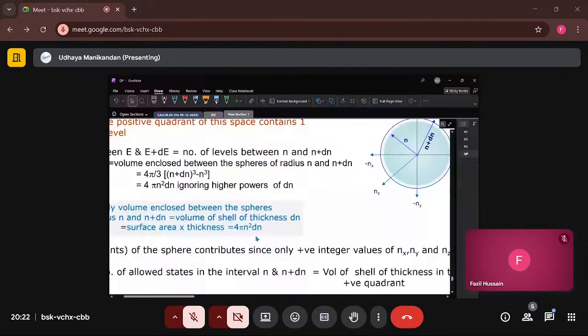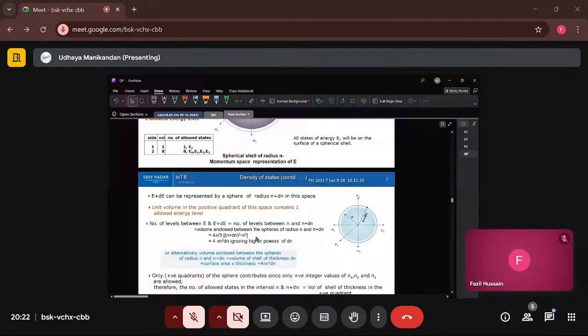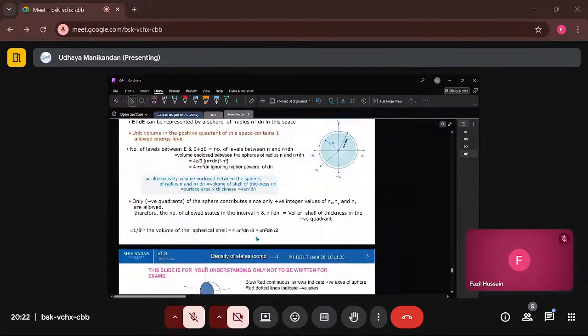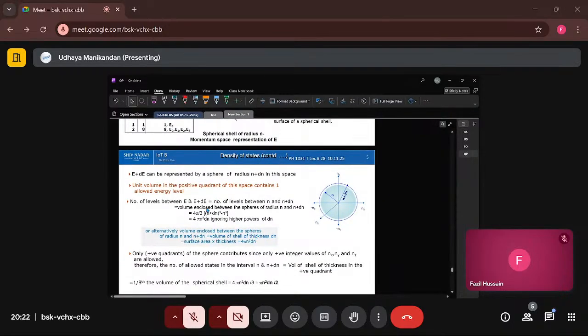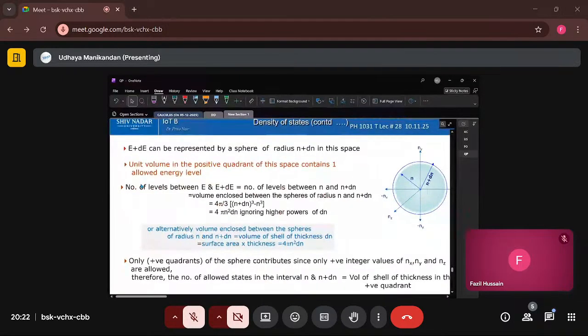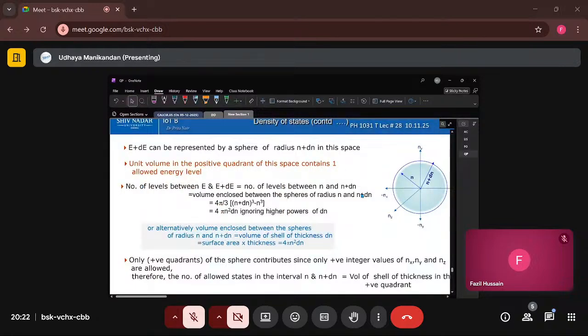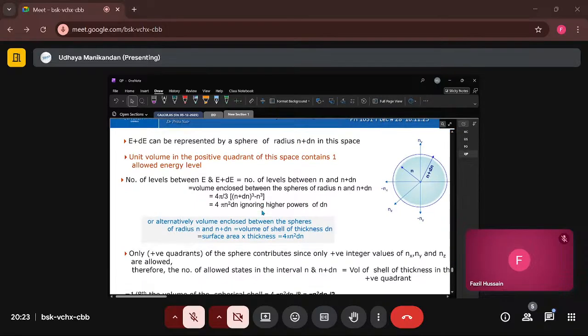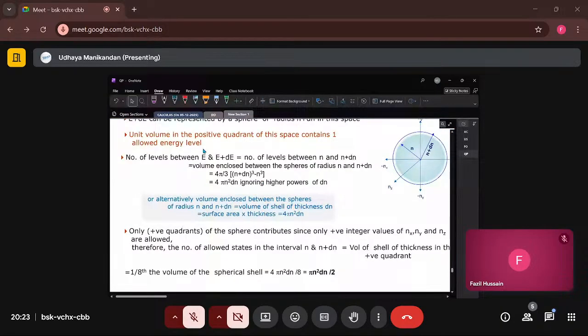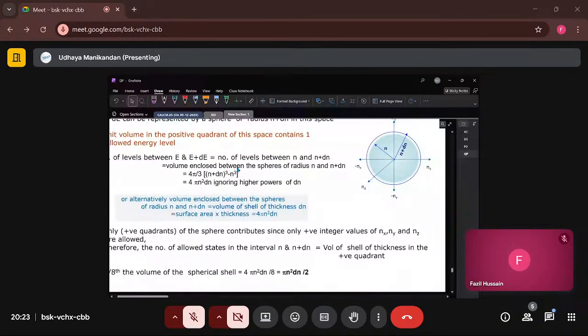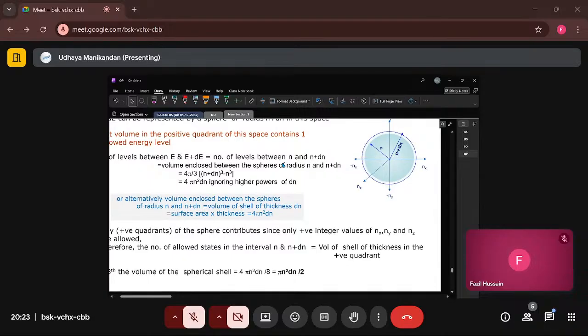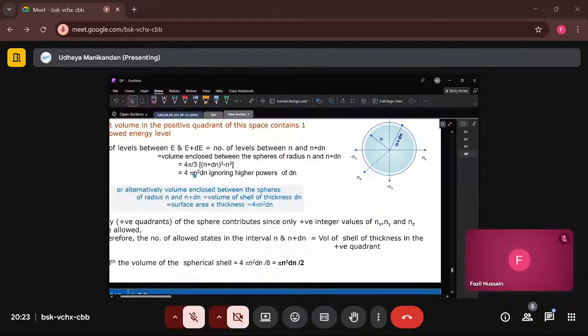Now you have to find the number of states between E and E plus dE. That's your whole objective here. So E plus dE can be represented by a sphere of radius n plus dn in this space. So you have a radius of n and a very small change dn, so you have n plus dn, right? The number of levels between E and E plus dE will be given by the number of levels between n and n plus dn, and that can be easily taken as a volume: the volume enclosed between the spheres of radius n and n plus dn. That's it. Right? So what is the volume?